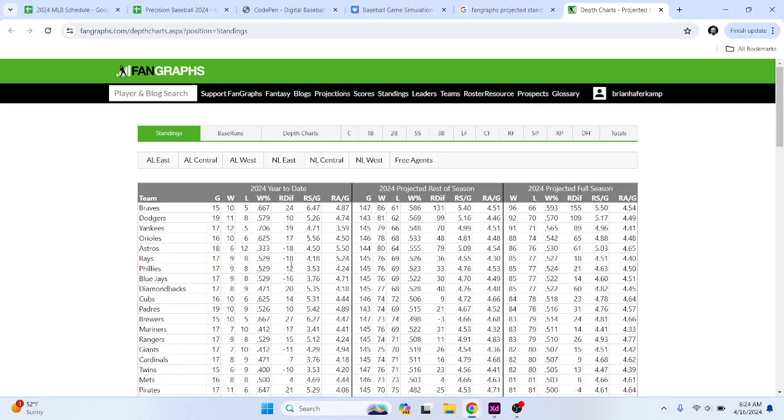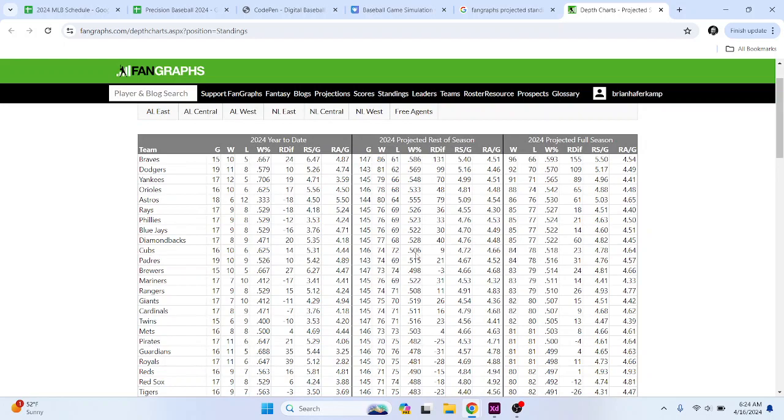And so you can see those updated in real time. You can see what they're doing in real life. So the Braves are playing at a 667 clip. They're expecting them to come back a little bit. They're at 10-5. Same for the Dodgers to come back just a little bit, and for the Yankees to come way back in the AL East. And then this is projecting out what the rest of the season is going to look like.